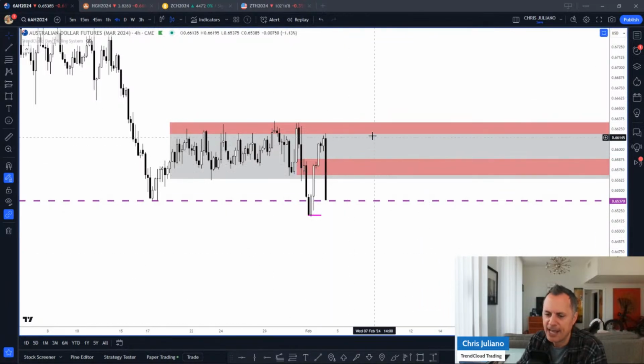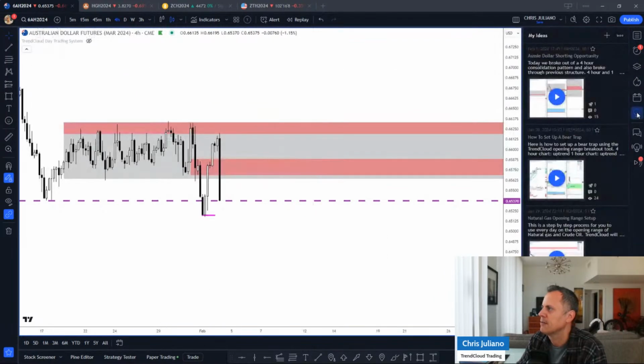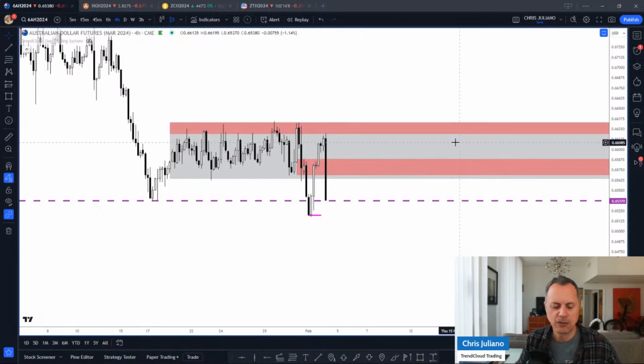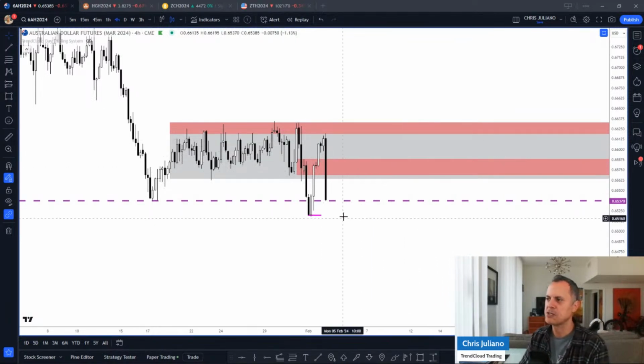I have this trade posted on TradingView right here, Australian dollar shorting opportunity. I'll star it right there. And it's a little video, and it shows the process of going through setting up this trade. So I would take a look at that. But this is just crazy.